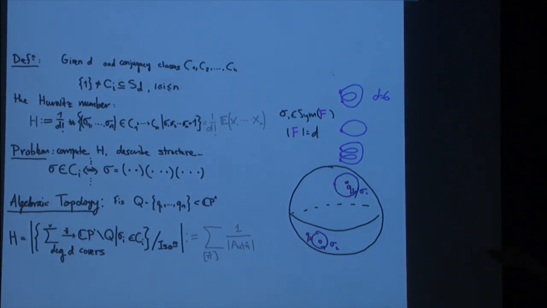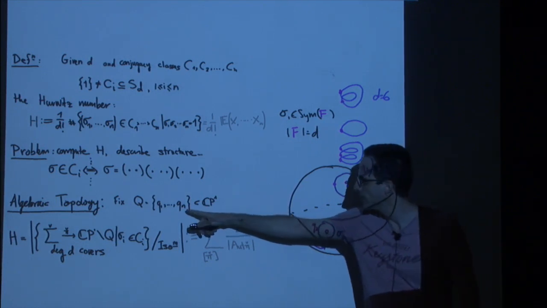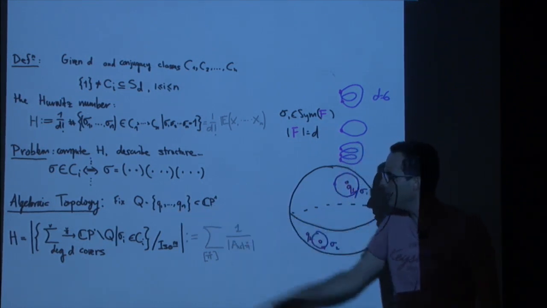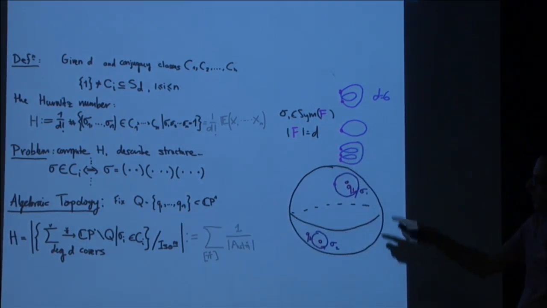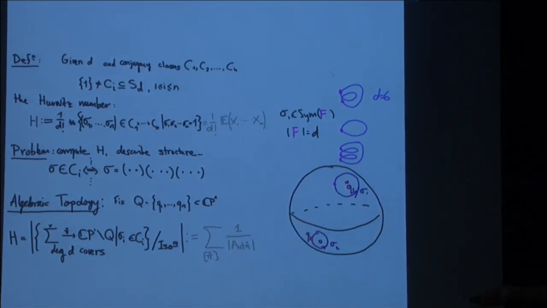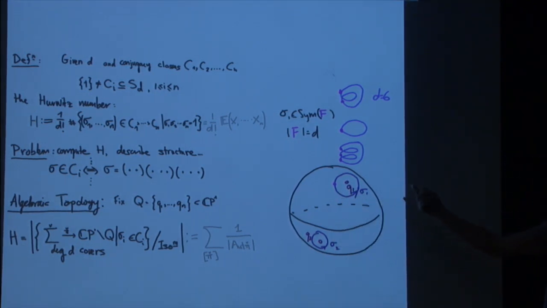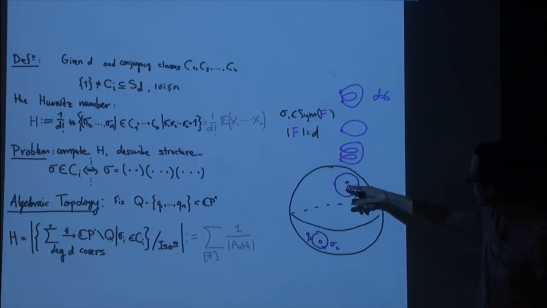OK. So the first thing you could notice is that if you fix some set Q of size n inside CP1, then H is equal to the number of topological covers of CP1 with Q removed, which are degree d, and such that the monodromy sigma_i around the point Q_i lies inside C_i. So what do I mean by that? You can see an example here.